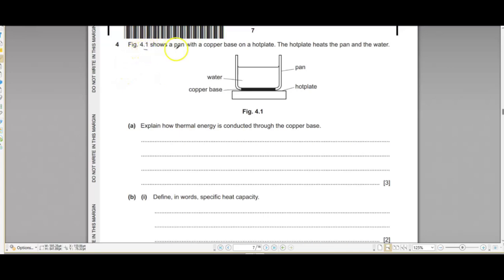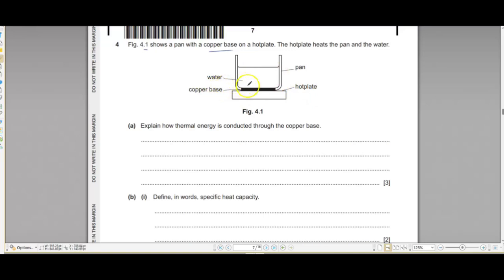Figure 4.1 shows a pan with a copper base on a hot plate. The hot plate heats the pan and the water. Explain how thermal energy is conducted through the copper base. Now we know that copper is a metal and it is a good conductor of heat as well as electricity. And why is it so? Because copper and other metals have free moving electrons and they can take the heat as well as electricity and transfer it.